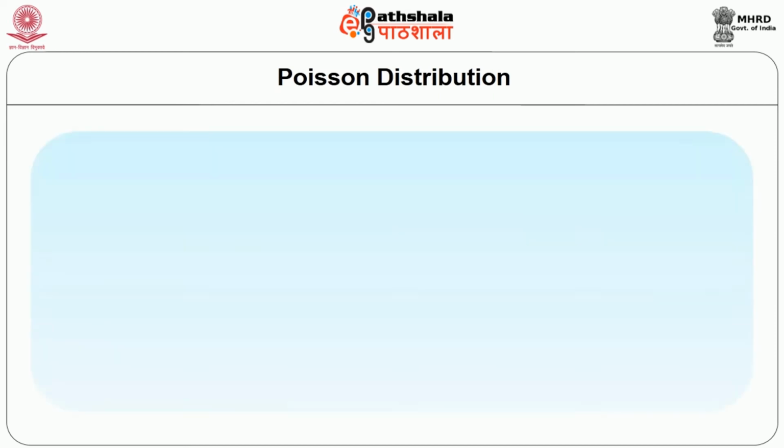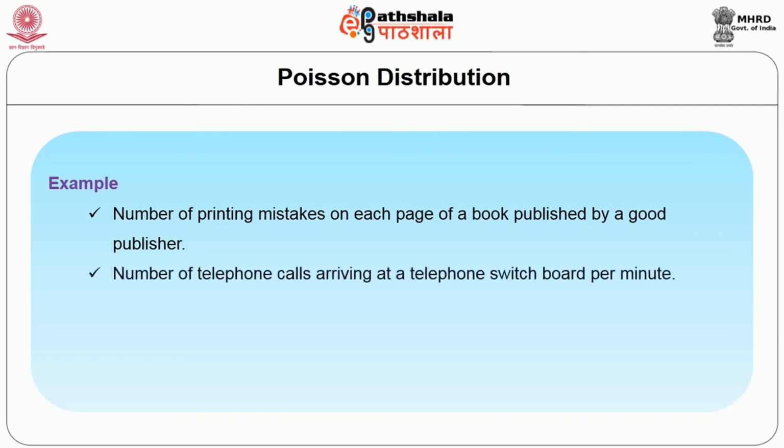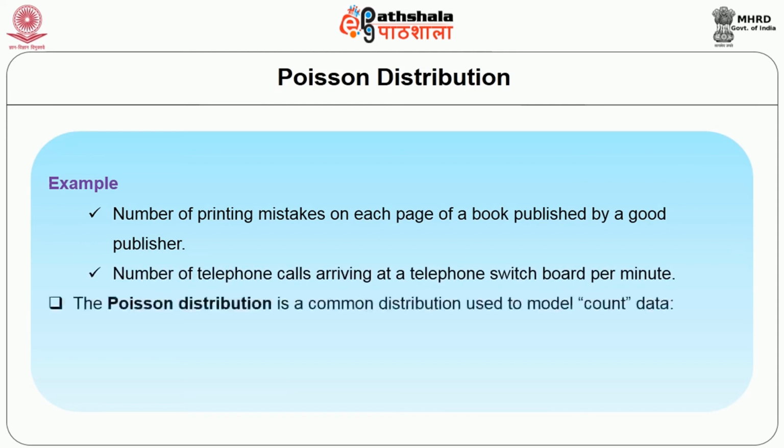Okay. Next, let us understand the example better. With the help of the example, we can understand what exactly this Poisson distribution says. The number of printing mistakes on each page of a book published by a good publisher, that is one condition. The second condition is the number of telephone calls arriving at a telephone switchboard per minute. So, with the help of a Poisson distribution, how can we find this out?